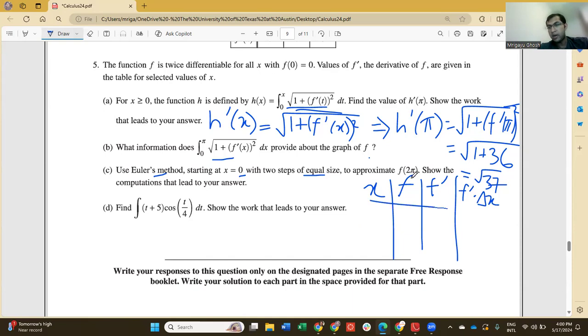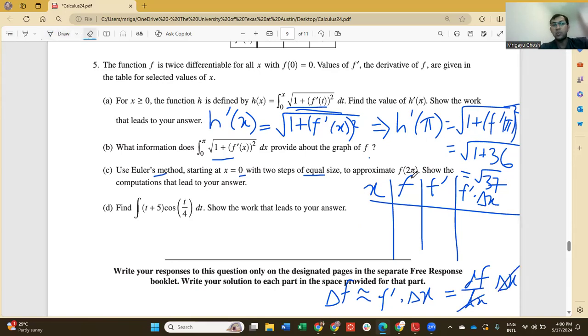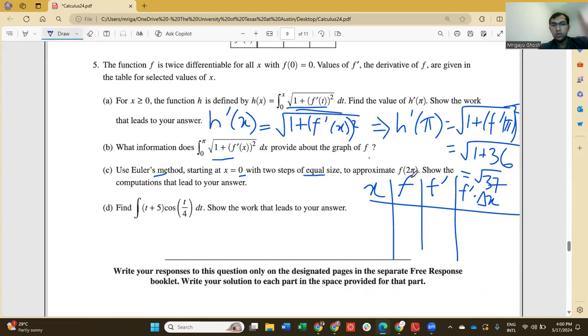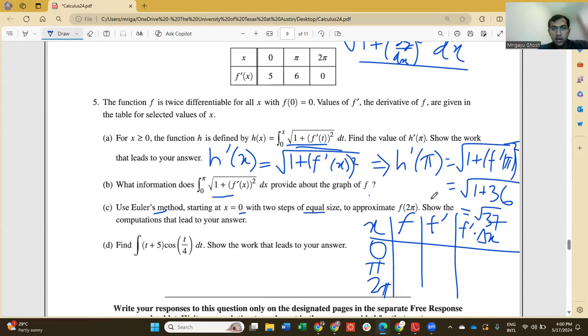And again, the idea behind Euler's method is that what I'm doing is I'm approximating delta f as f prime times delta x. And the reason for that is f prime is df dx, and we're multiplying by a delta x. So essentially we're canceling these out to get a df. But again, because we're approximating dx with delta x, we get a delta f out. Okay, good. So we start at x equals 0, and we want two steps of equal size to get to 2 pi. So we're just going to do pi and 2 pi. F of 0, they tell us what is f of 0.